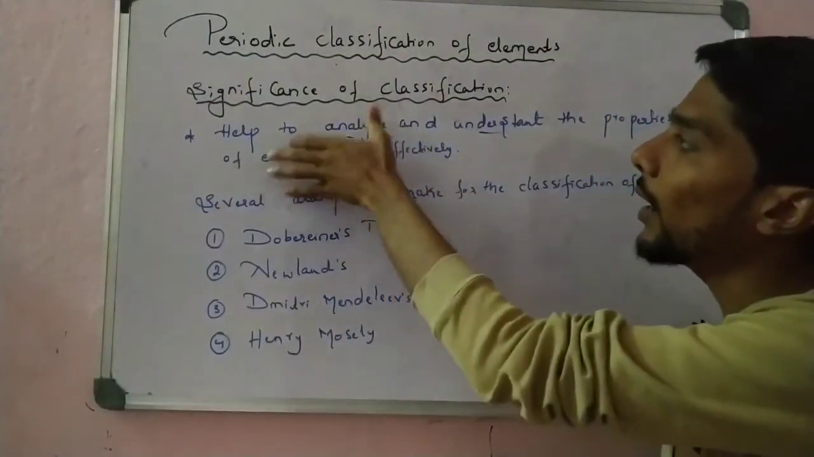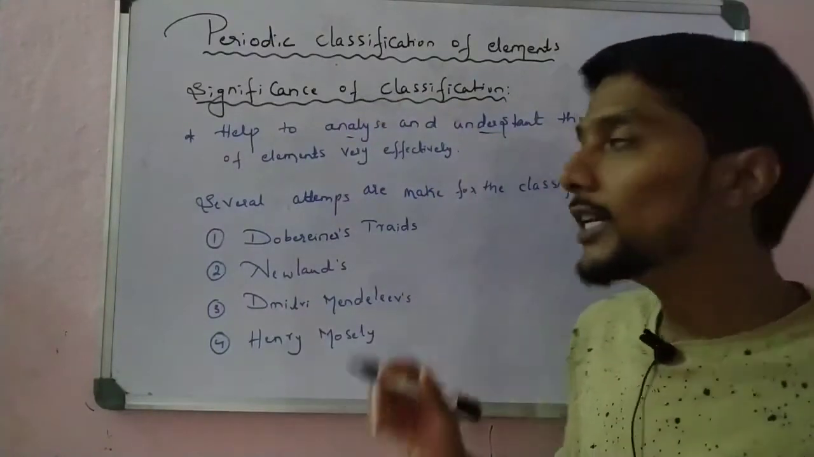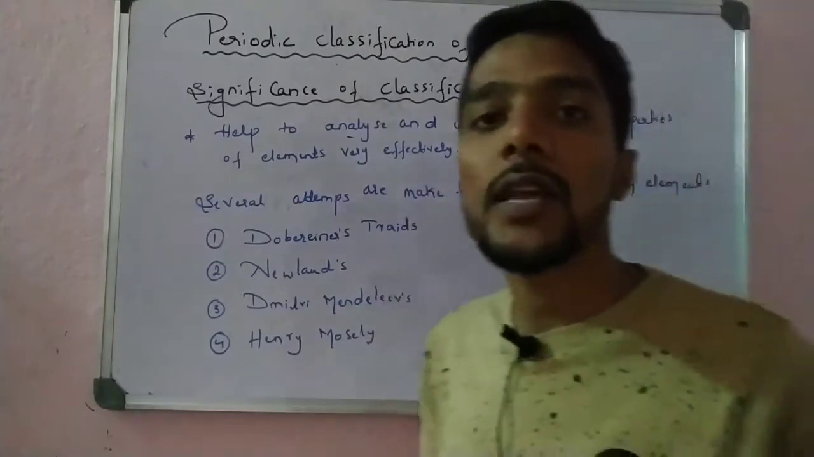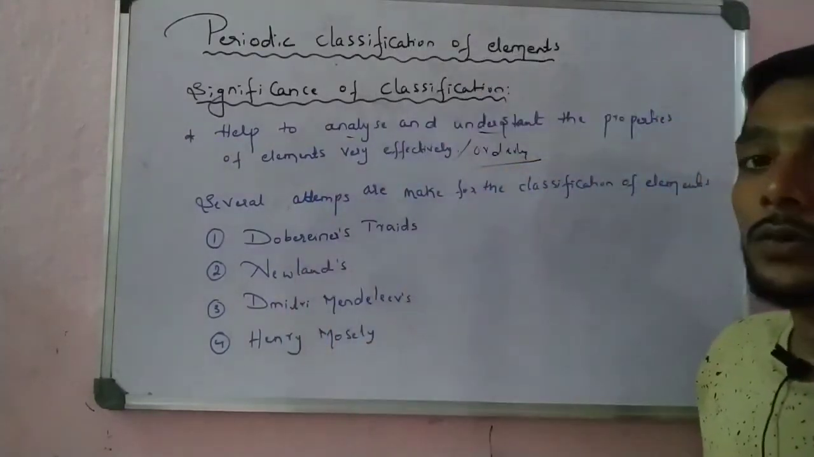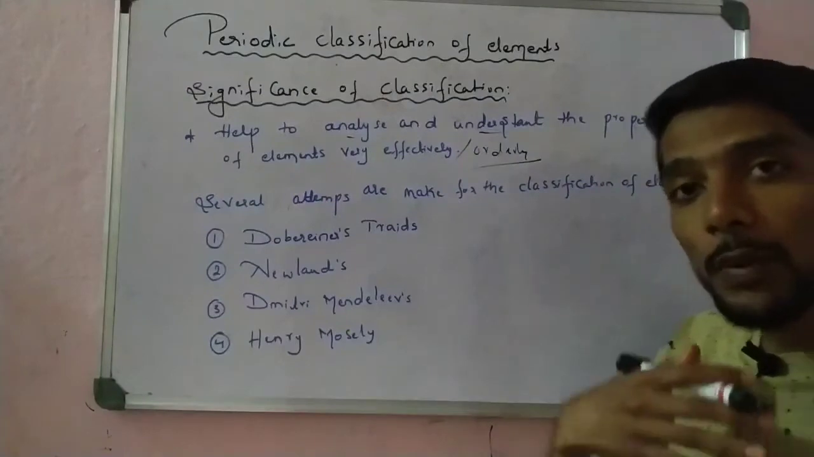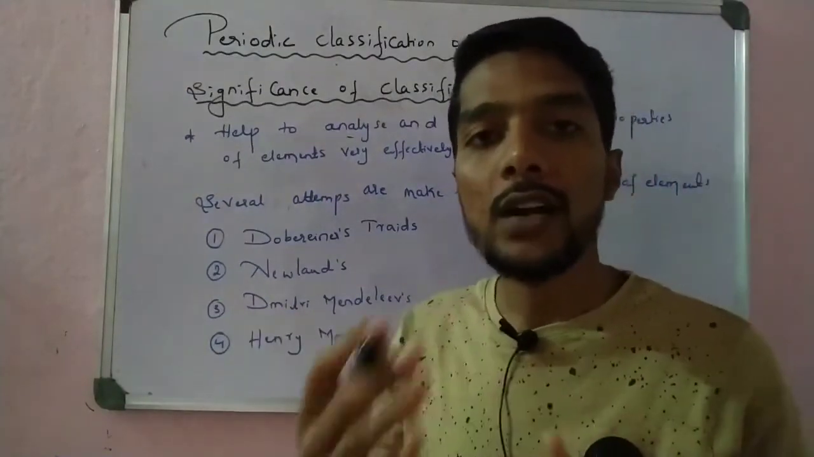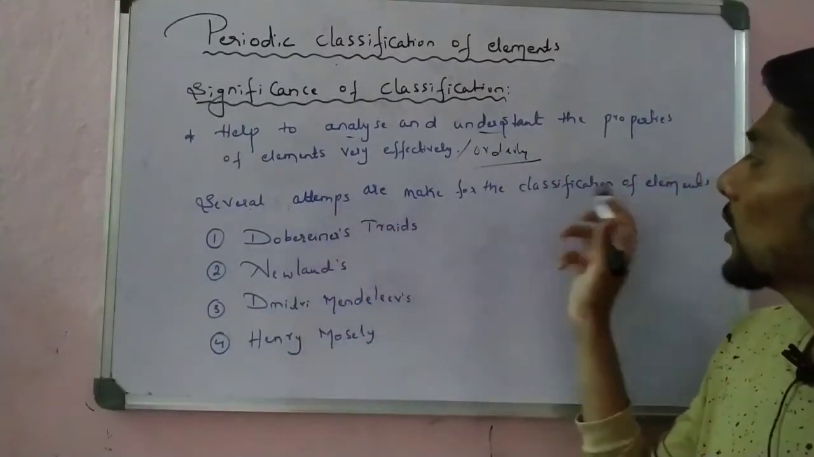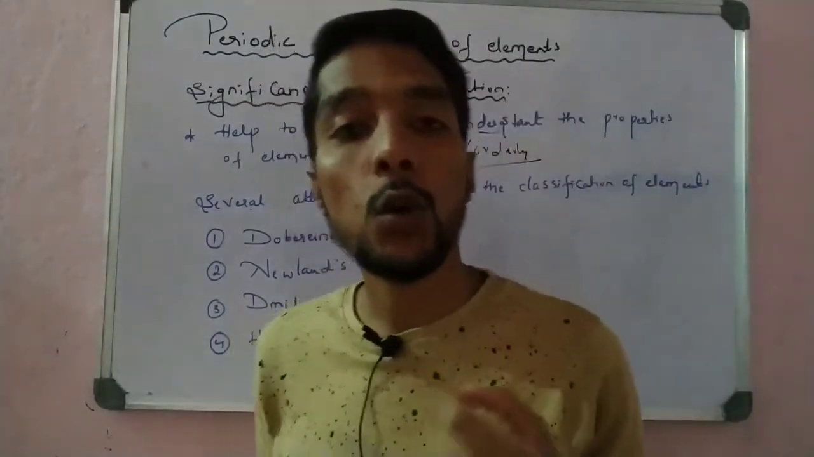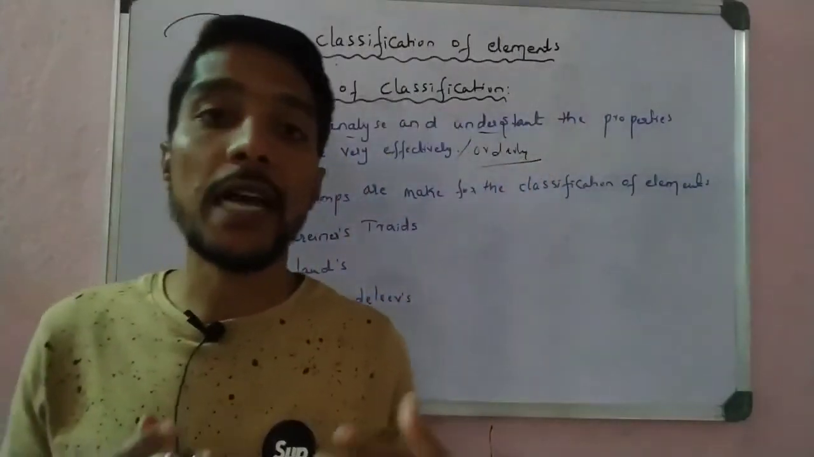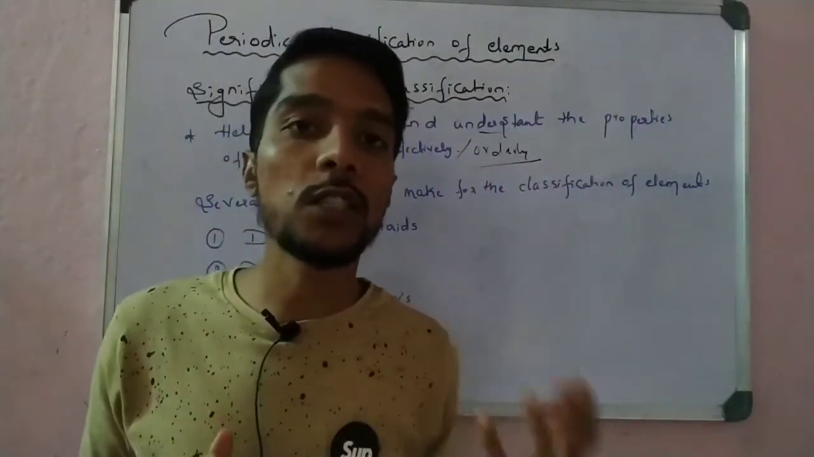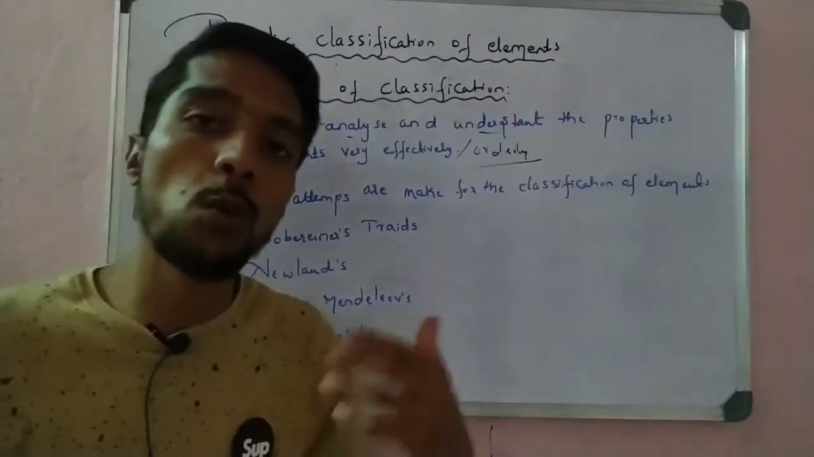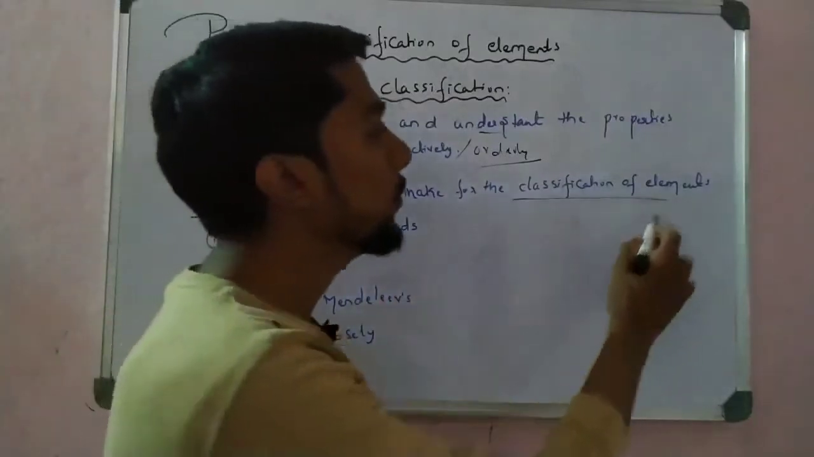So how do we classify the elements? Orderly. We can arrange the classification of elements in order. In which order, and what principles were followed to make that order, will be the next points. There are several attempts made for the classification of elements. There is not just one attempt or two; several scientists tried to solve this problem.